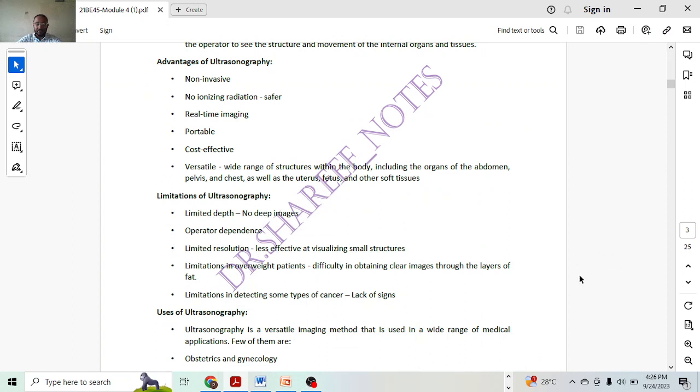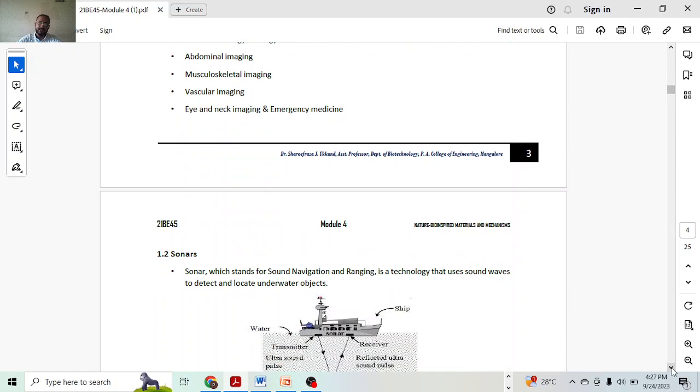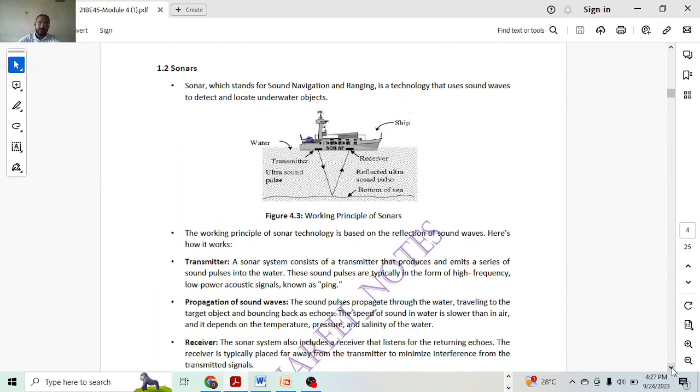And if it is asked for 10 marks, explain in detail. If it is asked for 5 marks, you don't have to give much explanation. You just mention the applications, you just mention whatever the principle is.